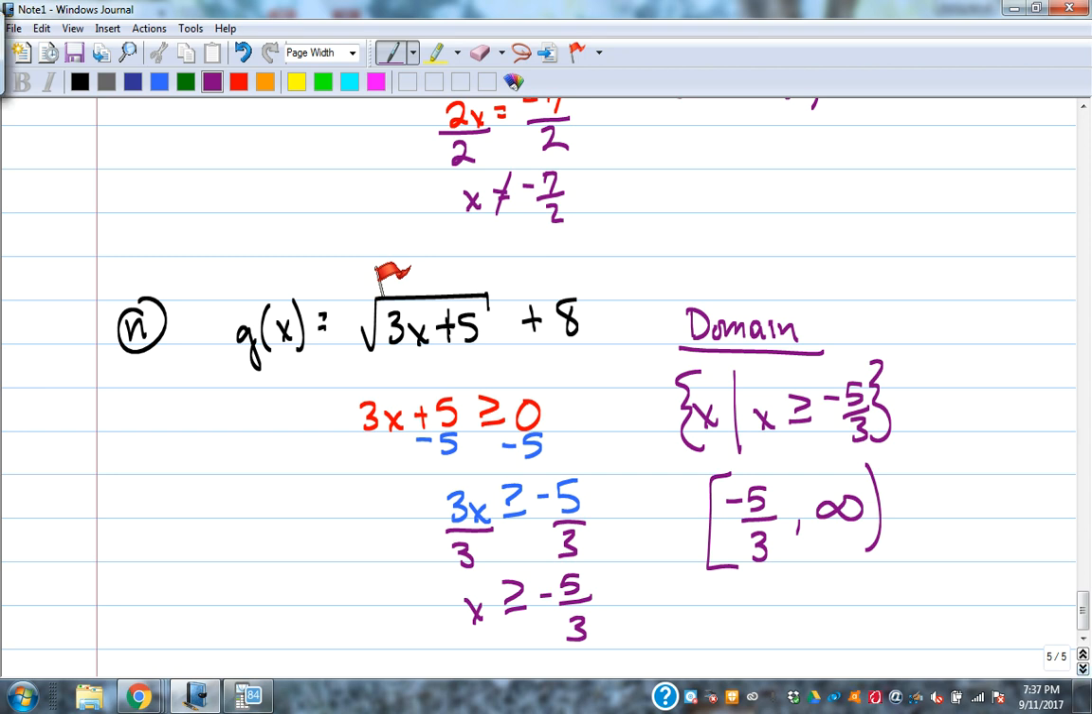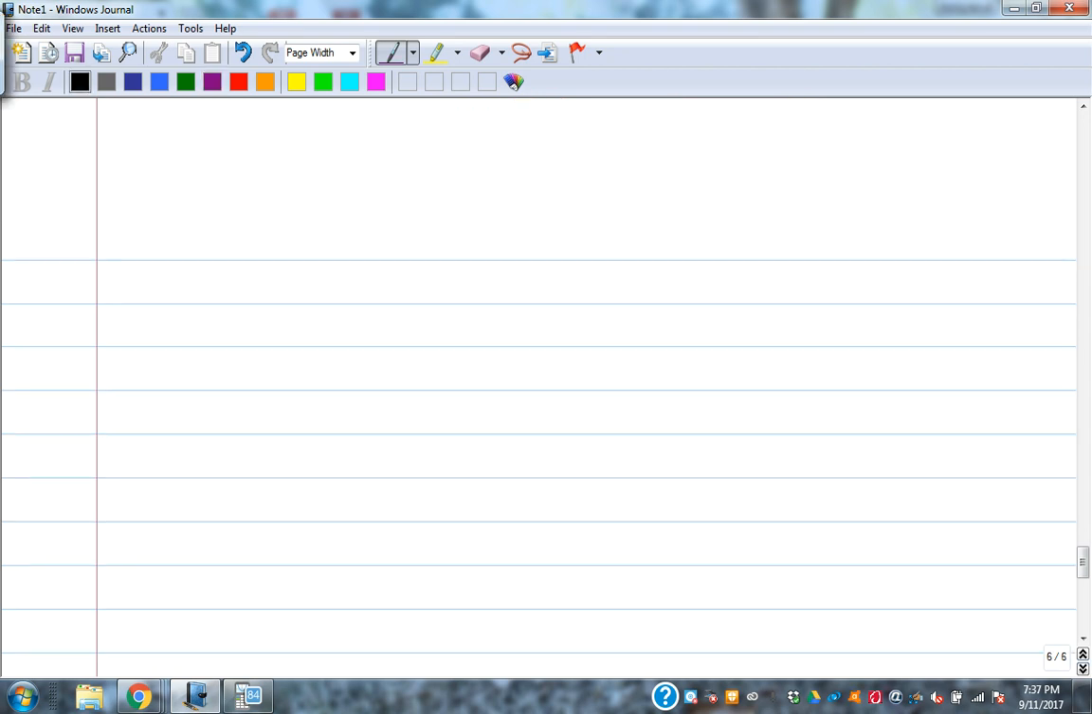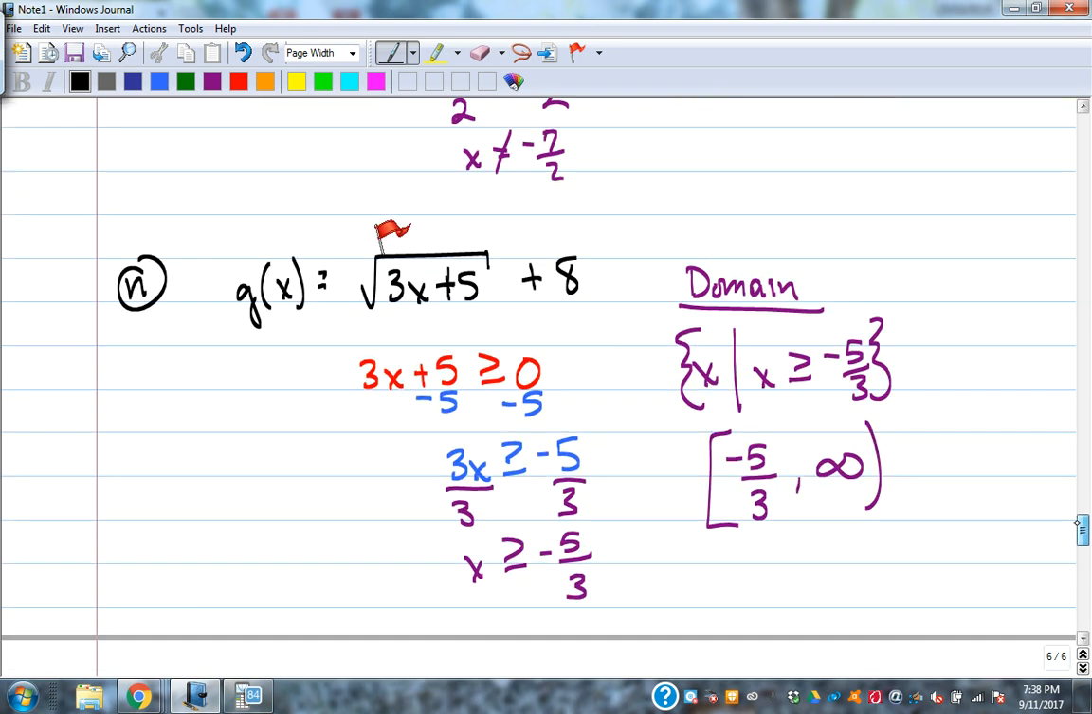All right, let's look at function value. So this is not finding the domain. This is actually taking an x value and finding the y value that goes with it. This is example O, is that right? N was the last one.